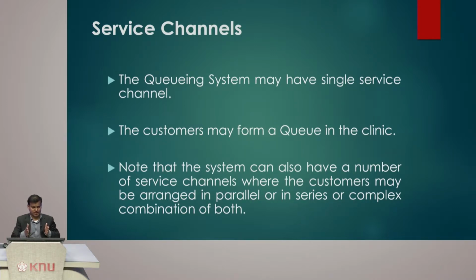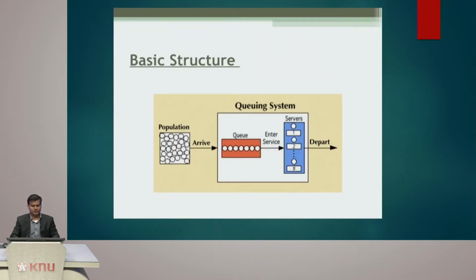Yes, the number of service channels is an essential part of modeling the system. This is a basic structure where we can see the entire population, and as they arrive into the queuing system, they fall into the queue first, and then they enter the service area where they can be served by the server. In this example, you have multiple servers, and once served, the customers can depart from the queuing system.